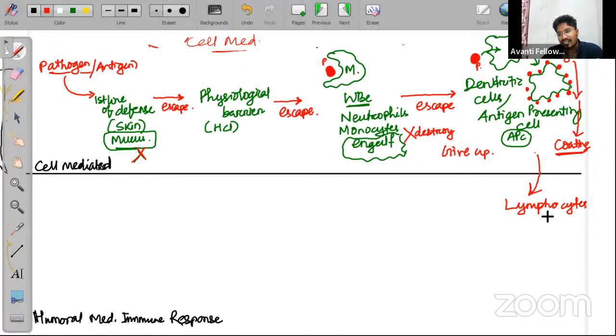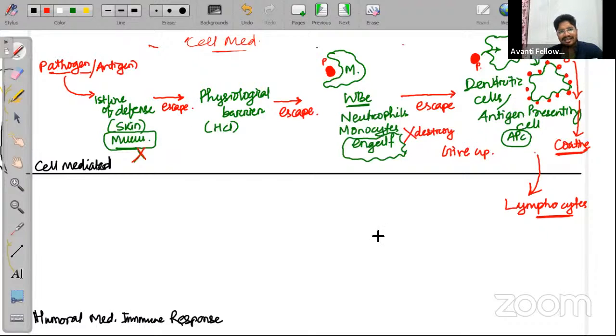Lymphocytes are very specific in their function, right? So whatever we have studied so far was the cell mediated immune response, because in this particular immune response the cell itself is trying to kill the pathogen. A cell is trying to kill the pathogen, that's why it is called cell mediated immune response.